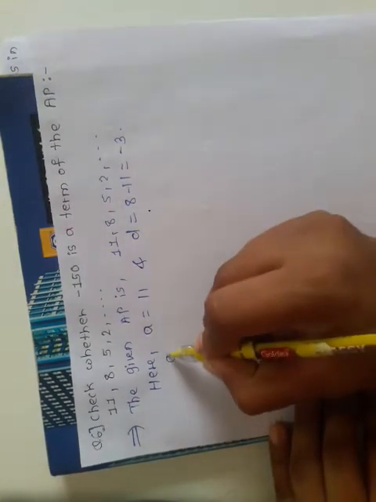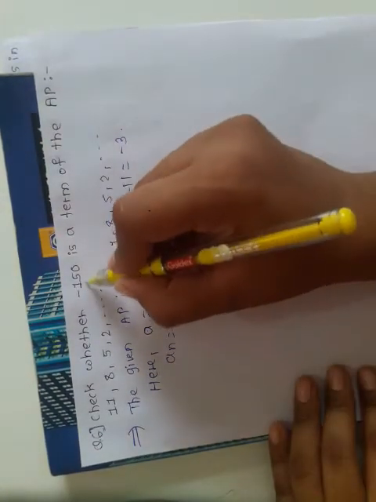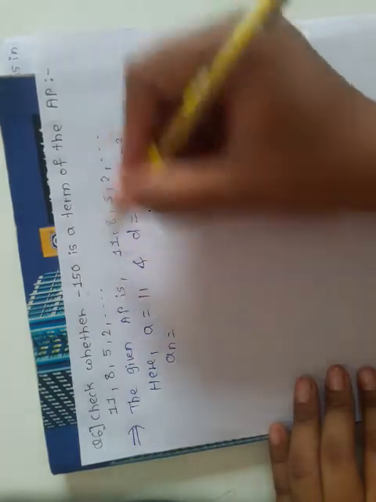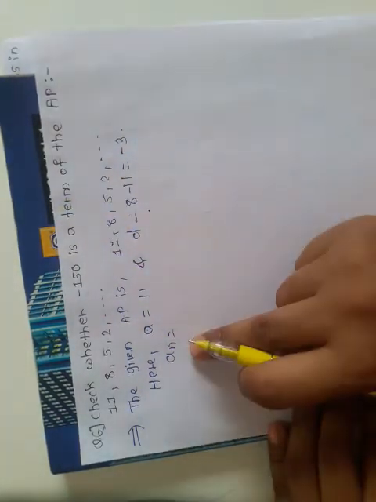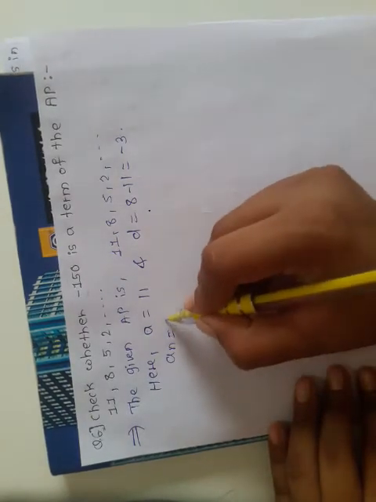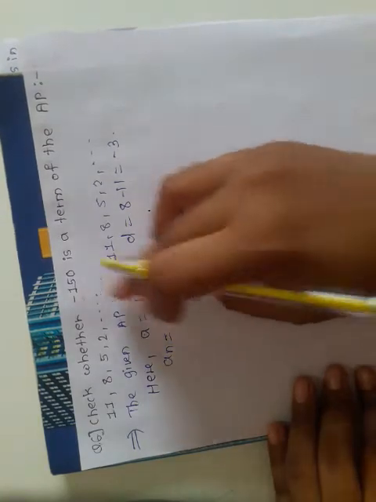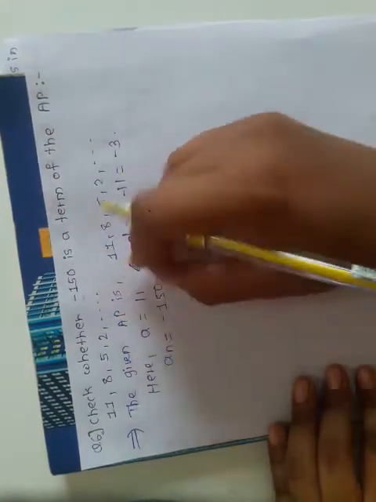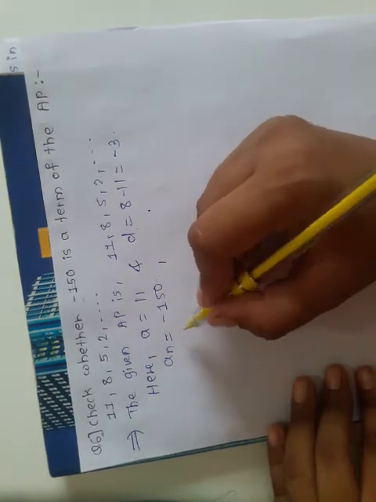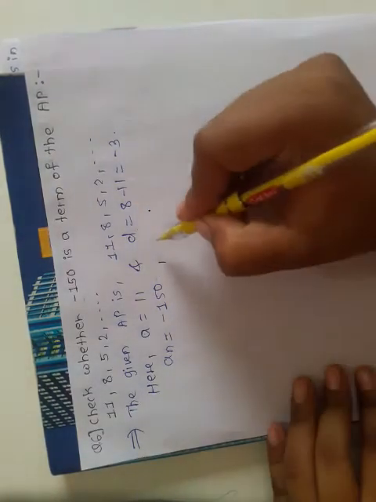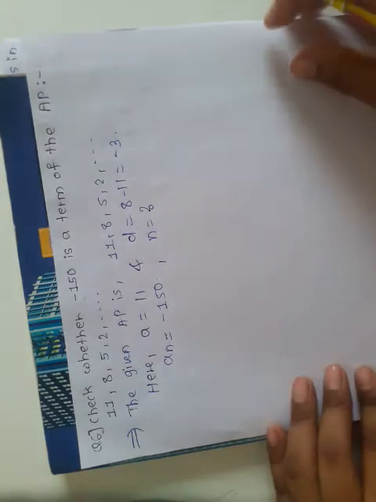Again, an is given to us. Okay, we have to check whether minus 150 is a term of this AP, which means this minus 150 is given to us as an. So an is equal to minus 150. Now, a is known to us, d is known to us and an is known to us, then we have to find out the value of n here.